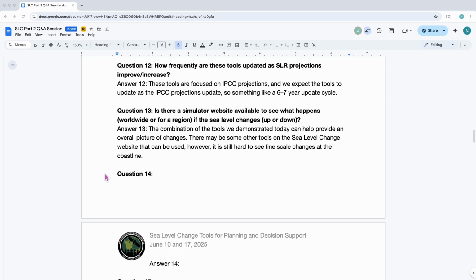Great. Thanks, Phil. Question 13. Is there a simulator website available to see what happens worldwide or for a region if the sea level changes up or down?